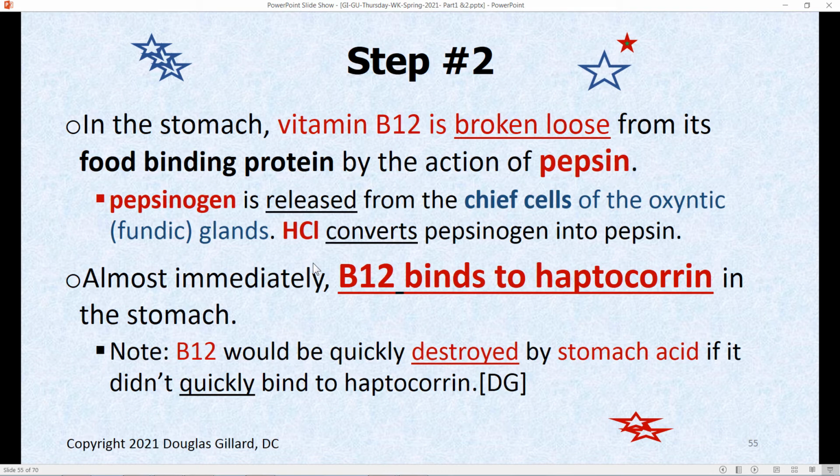But you can't make pepsin without something, right? Pepsinogen is secreted, so you need that hydrochloric acid to cleave off part of pepsinogen to make pepsin. Once pepsin is around, and that can autocatalyze, we're not going to get into that, it'll break food binding protein. And now vitamin B12 is naked and afraid in the stomach, and it would be destroyed by the acid if it weren't for haptocorrin. If you have a gene mutation for haptocorrin, you're going to be in trouble. You'll have pernicious anemia.